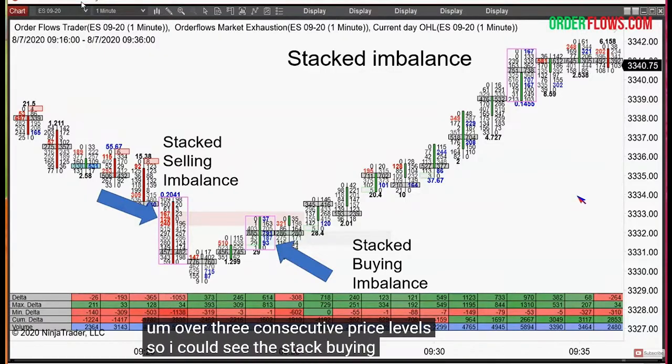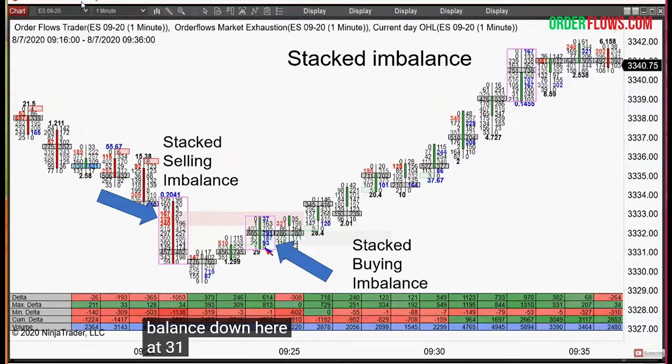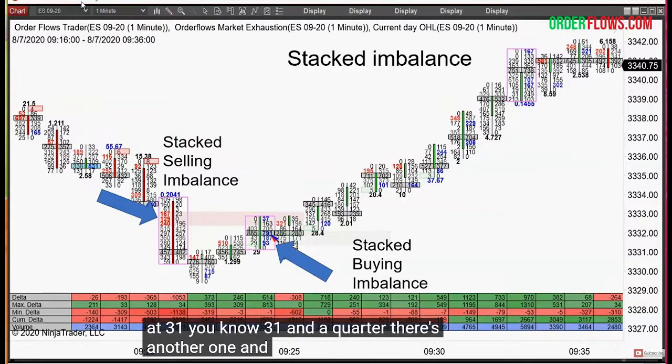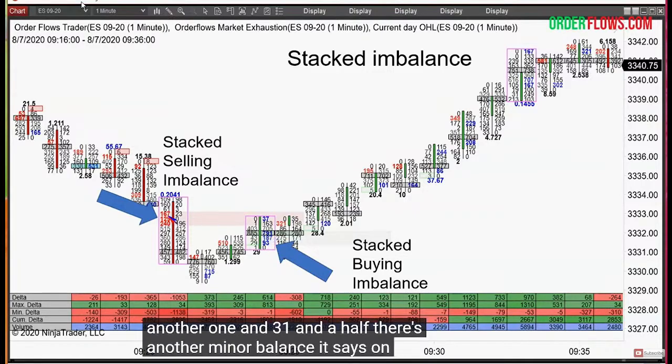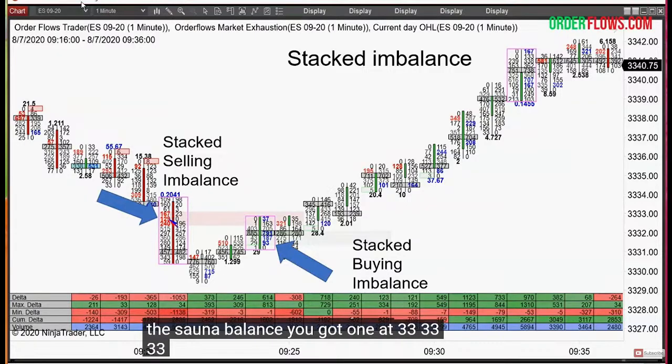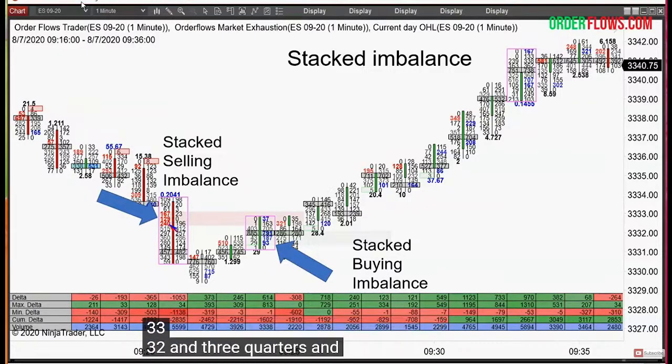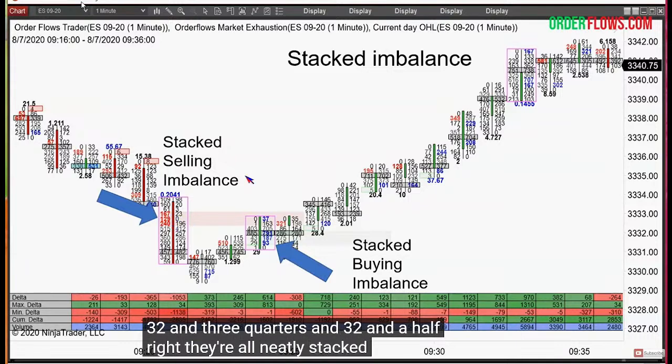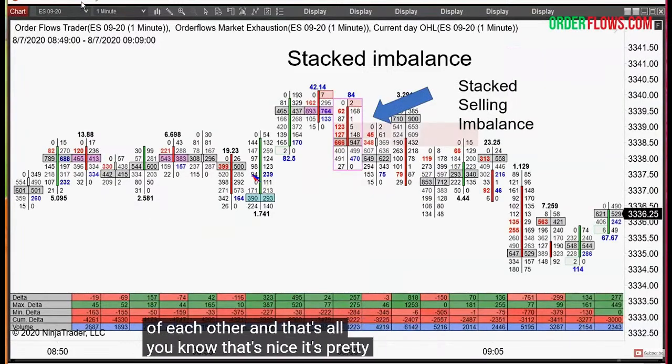So like you see the stack buying imbalance down here at 31, 31 and a quarter, there's another one, and 31 and a half, there's another buying imbalance. It says on the selling imbalance, you got one at 33.33, 33, 32 and 3/4, and 32 and a half. Right? These are all neatly stacked on top of each other, and that's all. That's nice. It's pretty looking on a chart.